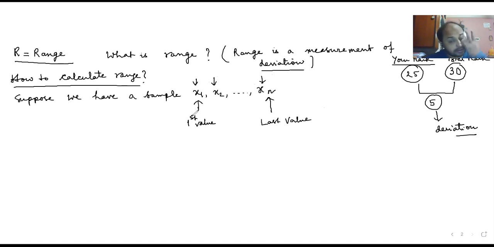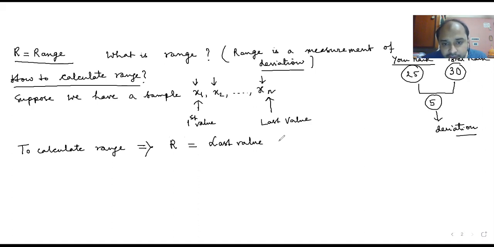Now to calculate range, we use the following formula. If we denote range by R, the formula is very simple. We write it as last value of the sample minus first value. Or if you want to write it mathematically, the last value is xn and the first value is x1. Simple as it is. So that is the formula of range.